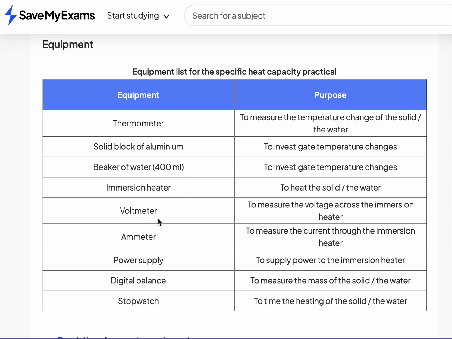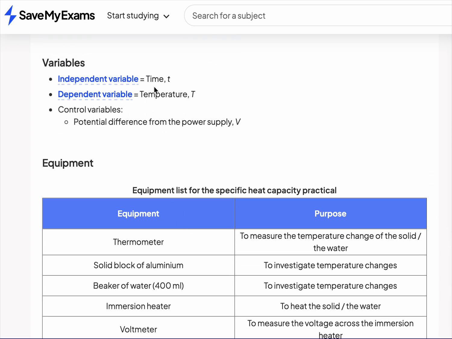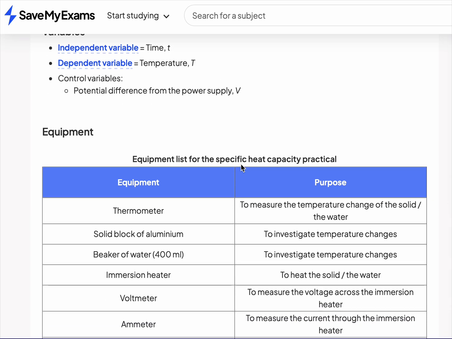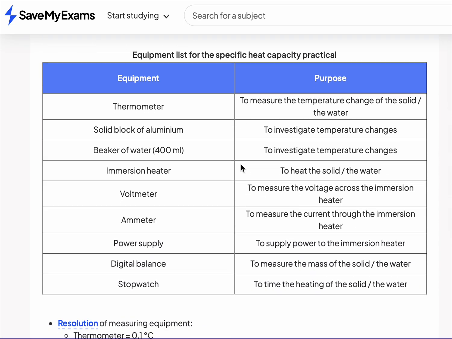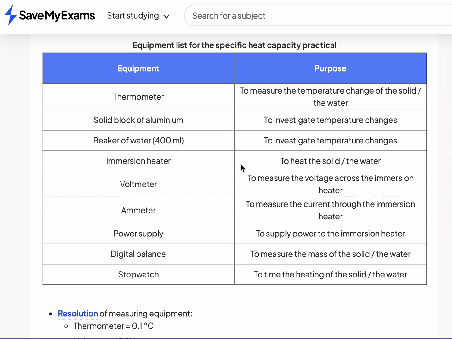So we need the voltmeter to check the voltage of the supply going to the immersion heater, the ammeter as well, and if you multiply the voltage by the current, you get the power that you're using, and power is the rate of transfer of energy, and as you know, you're increasing the time. So once you know the voltage, the current, and the time, you can work out exactly how many joules of electrical energy have been transferred to the solid or the water in this case, if that's what you choose to do it with.